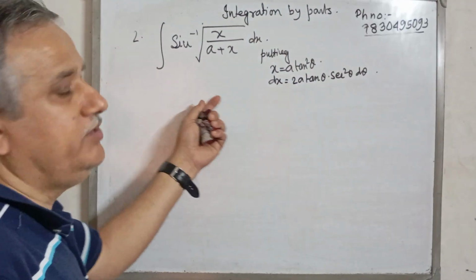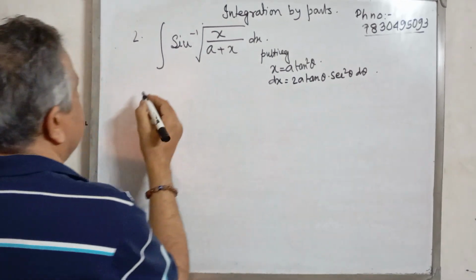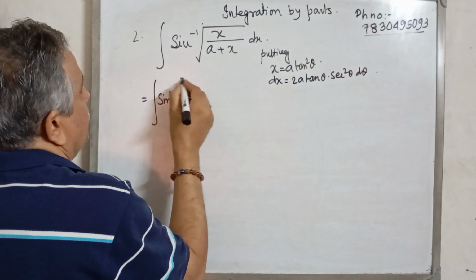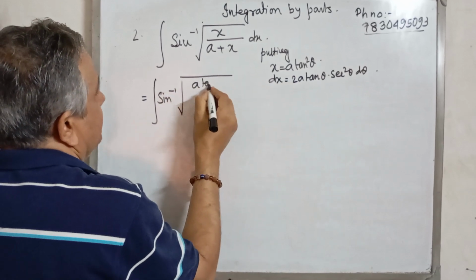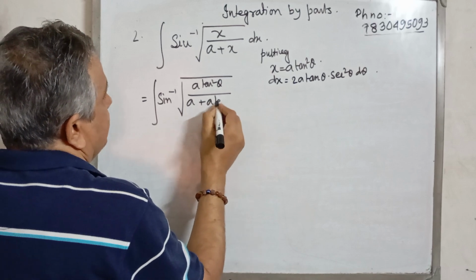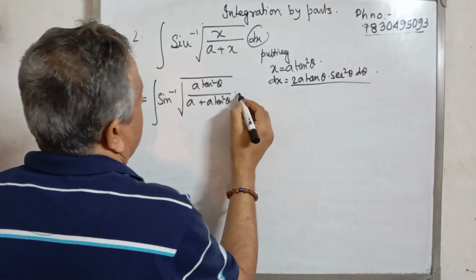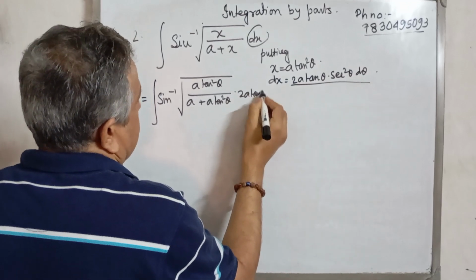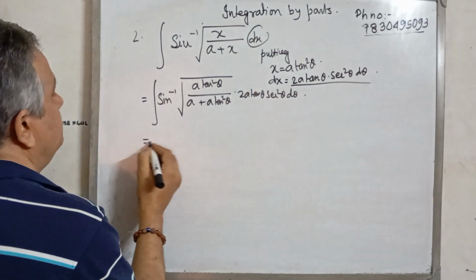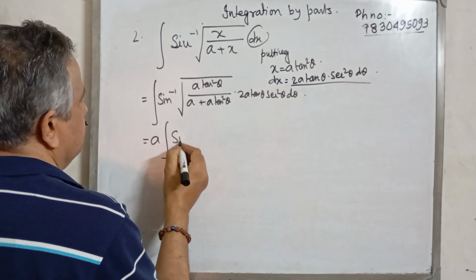Okay. We have to put x equal to a tan square theta, so dx is twice a tan theta into sec square theta. Now substitute here: sin inverse root over x is a tan square theta by a plus a tan square theta, and this dx is replaced by 2a tan theta into sec square theta d theta. Now this a outside the integration is a constant.